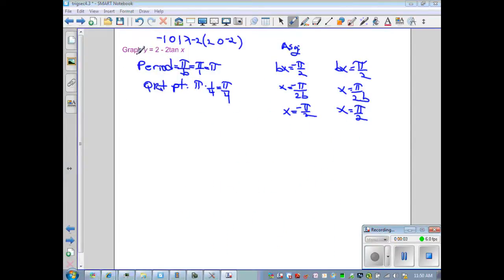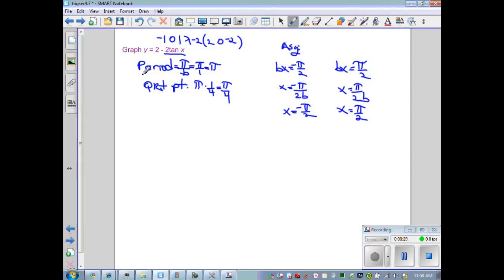Our next example, y equals 2 minus 2 tan x. If I look just at the 2 tan x, I know that my starting points are going to be -1, 0, 1, but with the 2, it would be -2, 0, 2. But since this is negative, I'll flip this around, and therefore I'll start at 2, 0, and -2. It just flips my graph.